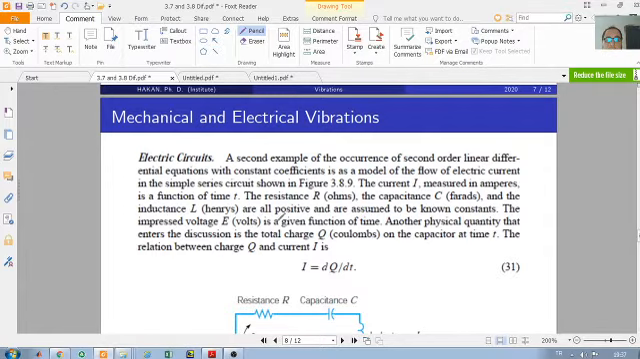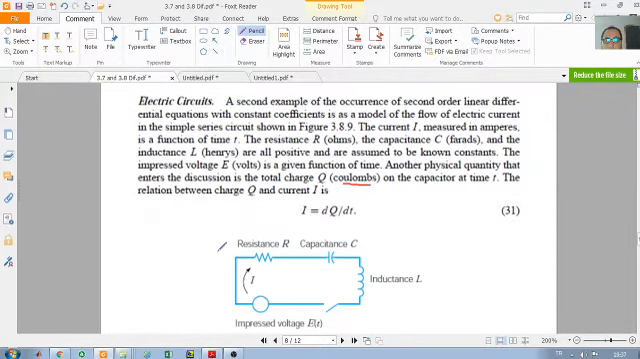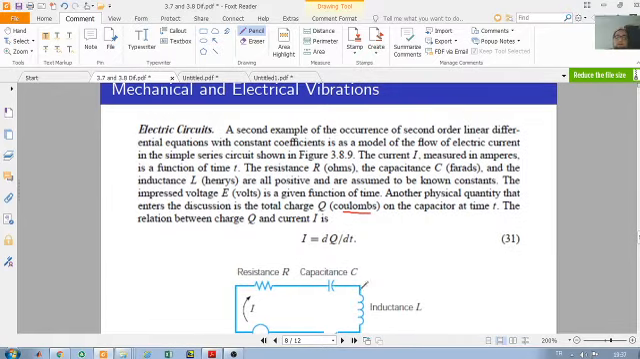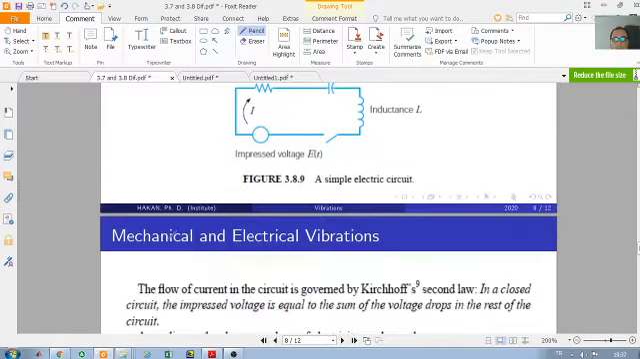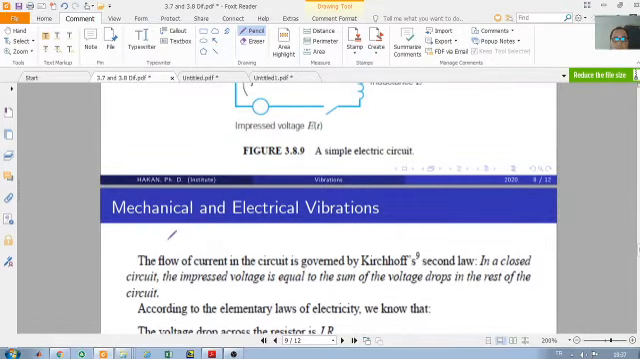The impressed voltage, measured in volts, denoted by bigger E, is a given function of time. Another physical quantity that enters the discussion is the total charge, Q, measured in coulombs, on the capacitor at time t. The relation between charge and the current is stated here. The current is equal to the derivative of the total charge with respect to time.